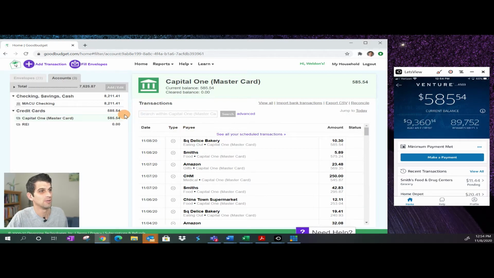Until we can see that it's reconciled, when the total here in my accounts is the same as what is due on my credit card.